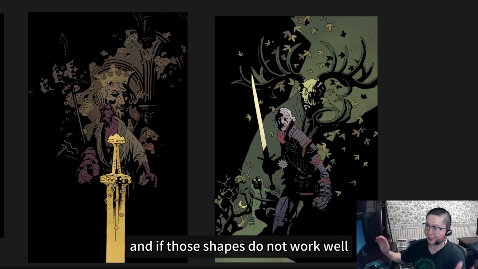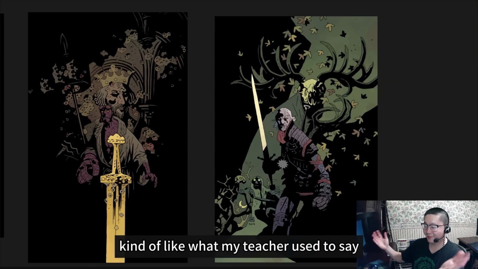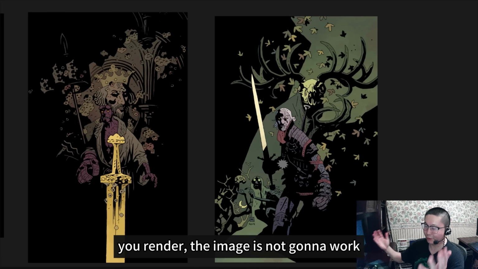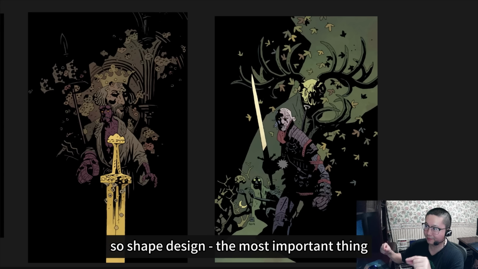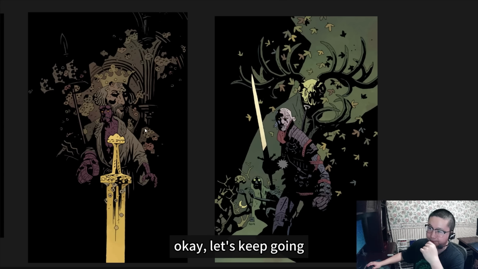And if those shapes do not work well, it's just going to be kind of like what my teacher used to say, putting lipstick on a pig. It doesn't matter how much you render, the image is not going to work. So shape design, the most important thing. Okay, let's keep going.